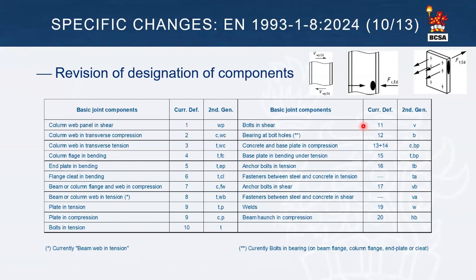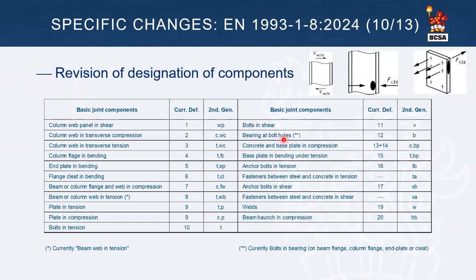There are no significant changes in the evaluation of the characteristics of most components, although I would note that the formulae for evaluation of the design resistance of a web panel in shear, so WP, has been reviewed in line with recent research carried out in the University of Liège. And there is also, as I already mentioned, a more sophisticated model for the full evaluation of the force deformation behavior of the component bearing at bolt holes.